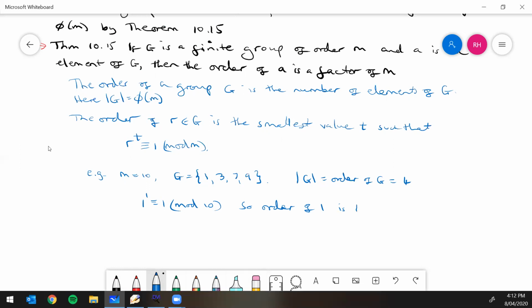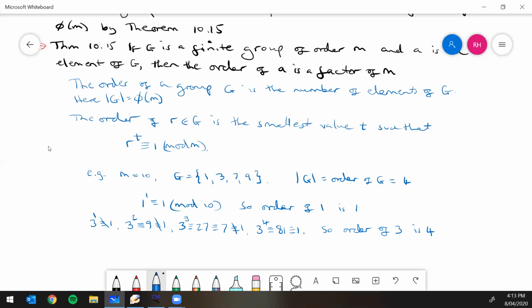What about 3? Well, 3 to the 1 does not equal 1. 3 squared equals 9, which is not equal to 1. 3 cubed is 27, which in mod 10 world is 7, certainly not 1. 3 to the 4 is 81, which is 1. So the order of 3 is 4.